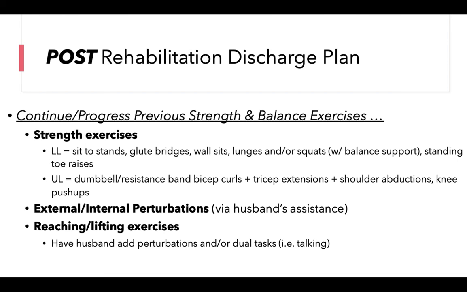For her upper limb, she can do either dumbbell or resistance band bicep curls, tricep extensions, and shoulder abductions. And then she can also do some push ups on her knees. And then I also want her to continue and progress in those external and internal perturbations, obviously done via her husband's assistance. So I would obviously have to instruct him on how we can conduct those safely and make proper progressions. And then also I want her to continue in those reaching and lifting exercises, and her husband can help progress those activities by adding perturbations or dual tasks during them.